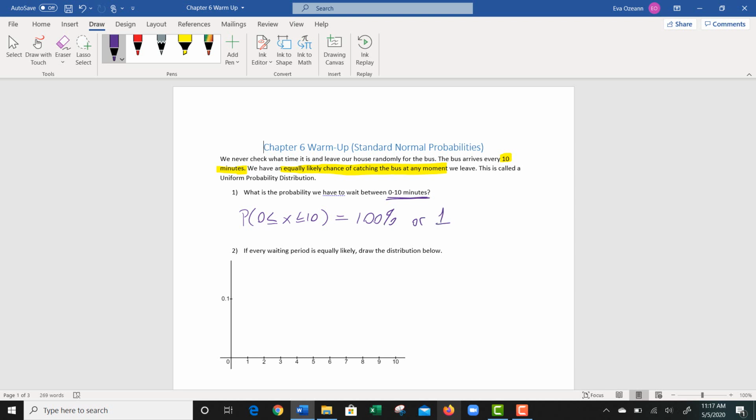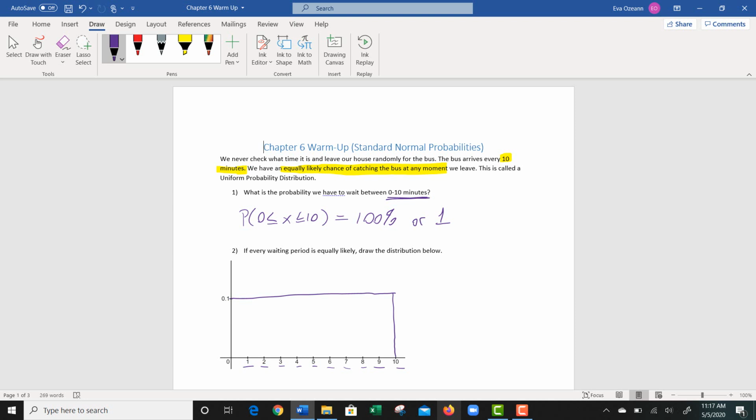Now, here's the deal, is that we have an equally likely chance of catching the bus at any moment. So what that means is that all of the probabilities for all the different times that we're going to have to wait are going to be the same. Well, if all of these probabilities have to be the same, but they also all had to add up to 1, well then what this is going to look like is it's going to look like a rectangle.